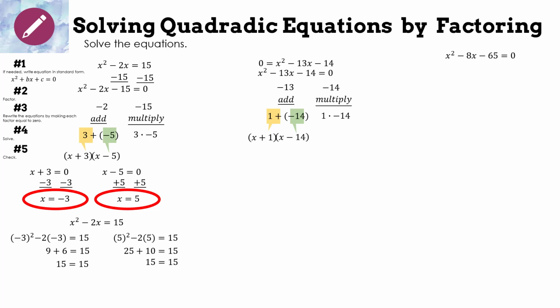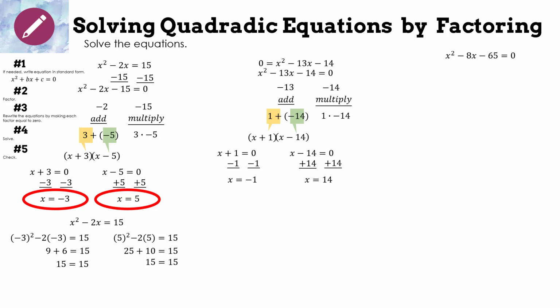Step number 3 asks us to rewrite the equation by making each factor equal to 0. All we need to do is write x plus 1 equals 0 and solve for x. We're going to subtract 1 from both sides, so we get x equals negative 1. Let's do it for x minus 14. X minus 14 equals 0. I'm going to add 14 to both sides, so we get x equals 14.